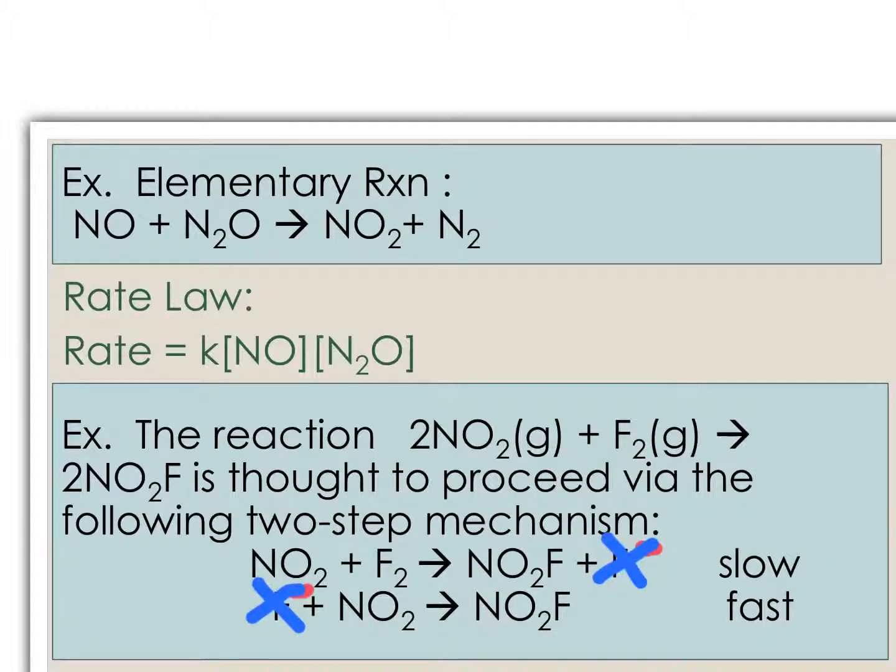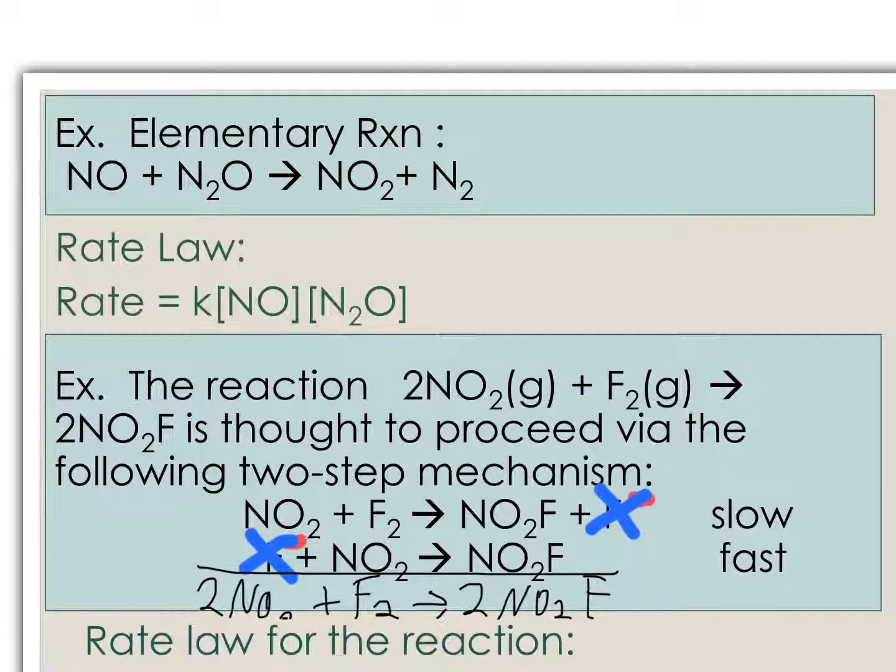We add these up to our overall reaction, and we get 2 NO2s. Notice we have an NO2 here and an NO2 here, so we have 2 NO2s plus an F2 makes 2 NO2Fs. Okay? I'm just summing these 2 equations together. This is how we know this is a good mechanism, if our steps add up to the overall equation. 2NO2 plus F2 makes 2NO2F. Our elementary steps add up to that overall equation.